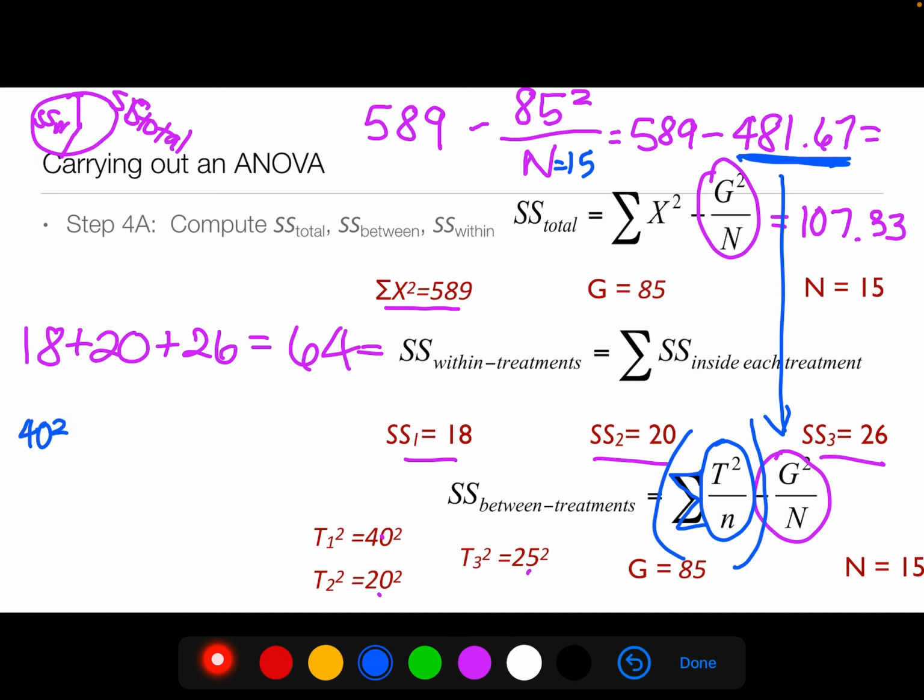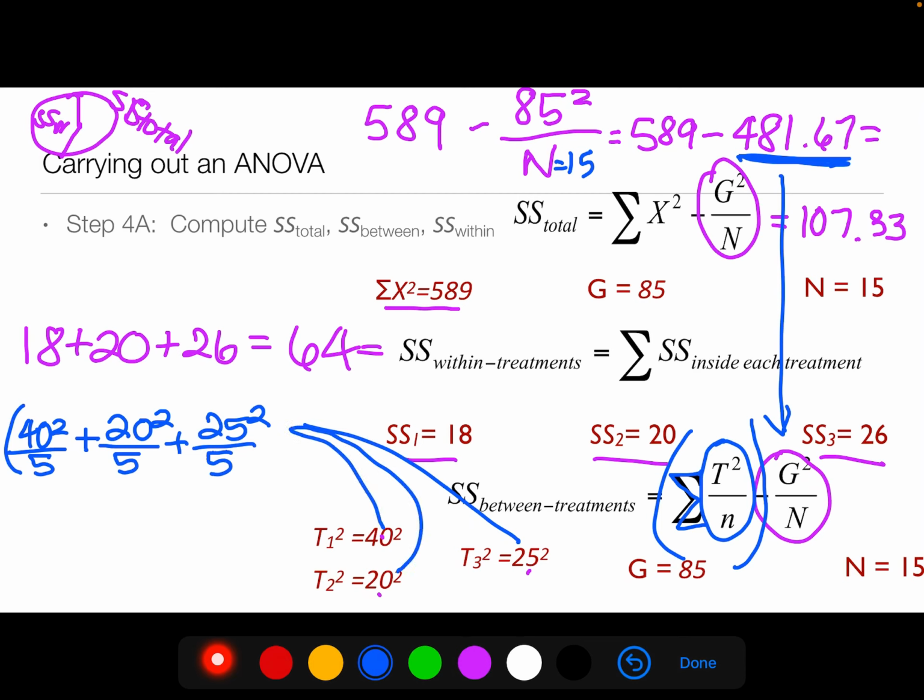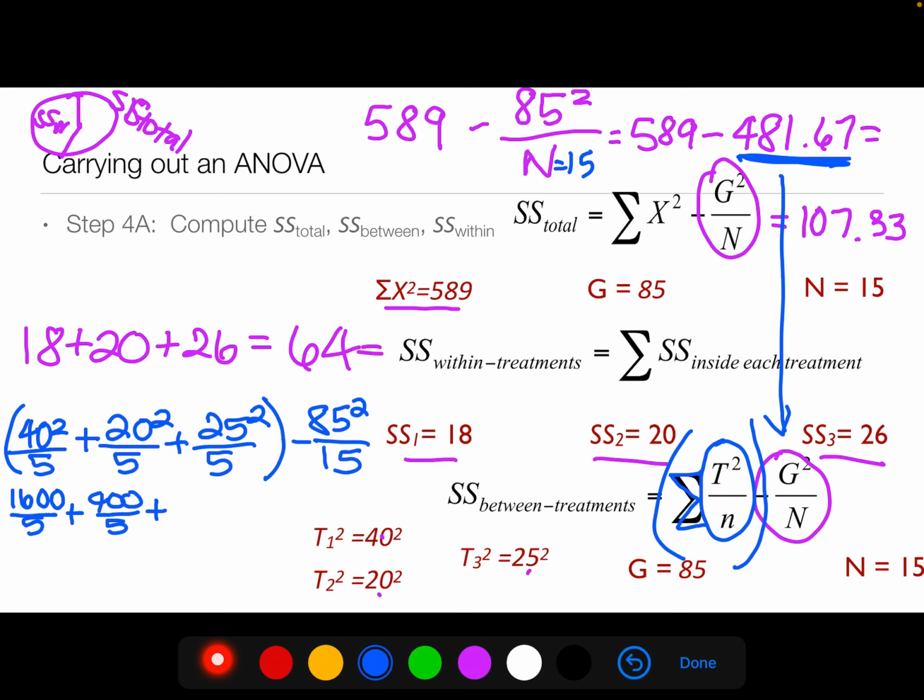So 40 squared over our little n. We had 5 numbers that went into that 40, so we will have 5. And then we're going to add our 20 squared. 5 numbers went into 20. And then we're going to add our 25 squared, and 5 numbers went into that. So again, these are just each of these values going into this part here. And then we're going to subtract our 85 squared over 15. We start to reduce this out. We get 1600 divided by 5 plus 400 divided by 5 plus 625 divided by 5.